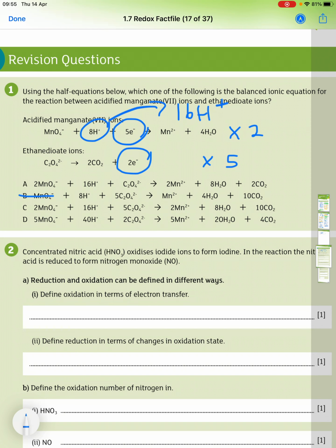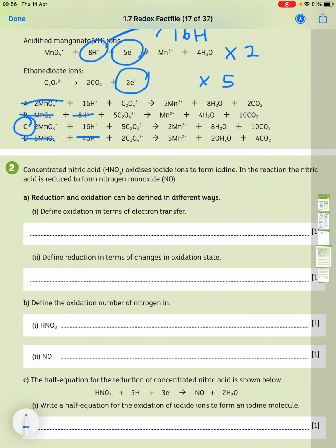And if I look straight away, I can rule out B, because there's only 8, and D, because it says 40. Now, I want to also see that I have everything else balanced, so I need to have 2 of the MnO4 minus. Both of those equations have that. Both have the 16 hydrogen ions. But if we look at the first one, there's only 1 ethane dioate ion when there should be 5. So that means the answer is C.